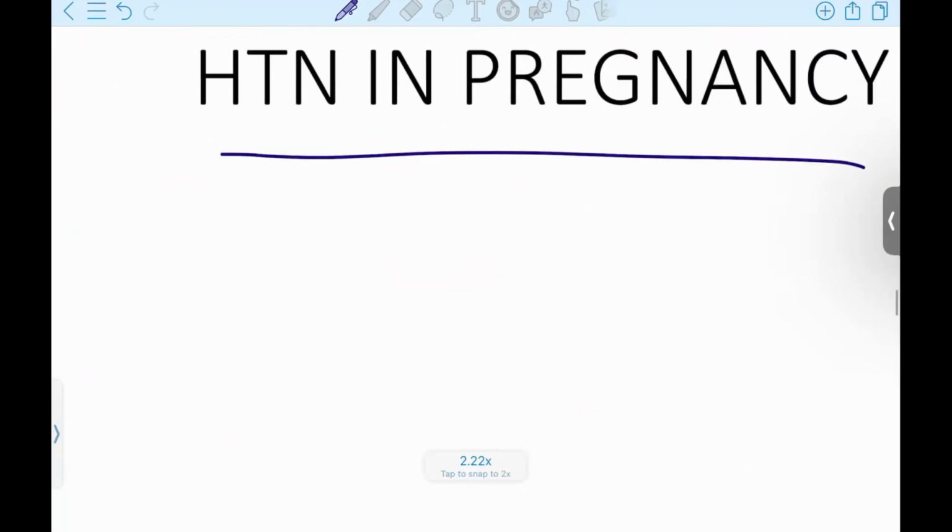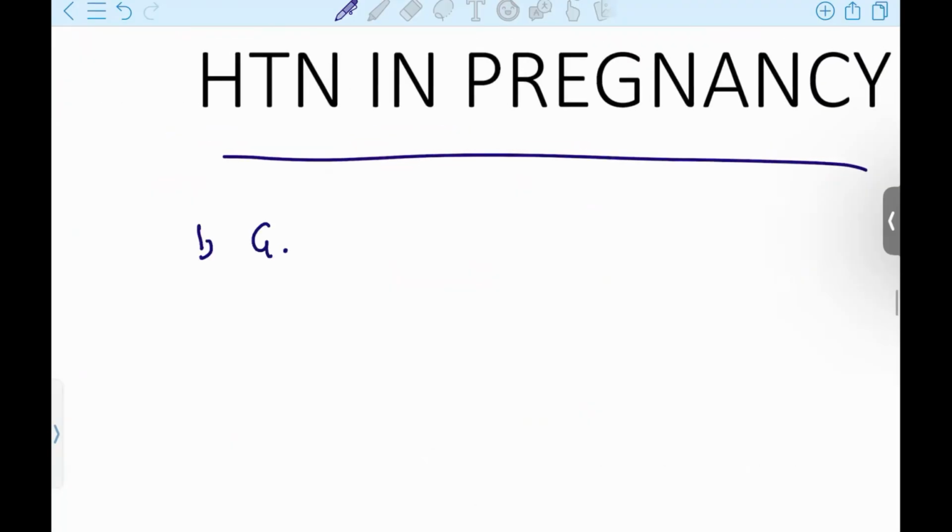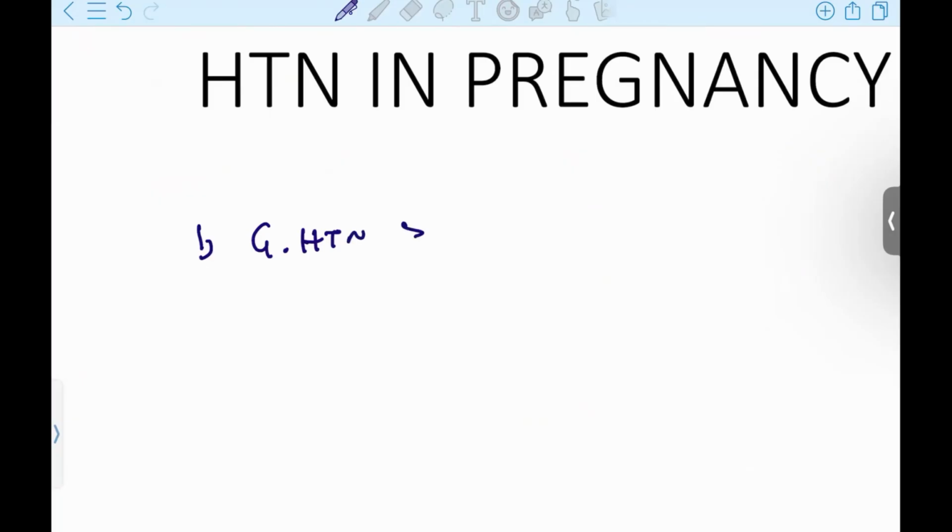Next, moving on to hypertension in pregnancy. Let's see what the types are. The first type is gestational hypertension. What is meant by gestational hypertension? After 20 weeks of gestation, the mother is having a BP of 140 by 90 mmHg, within 4 hours apart.